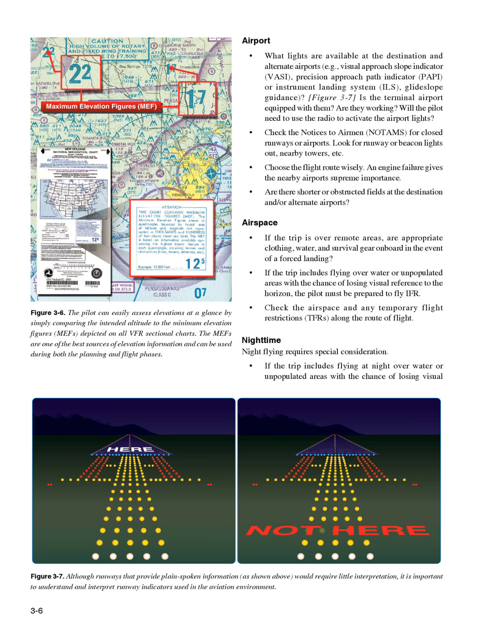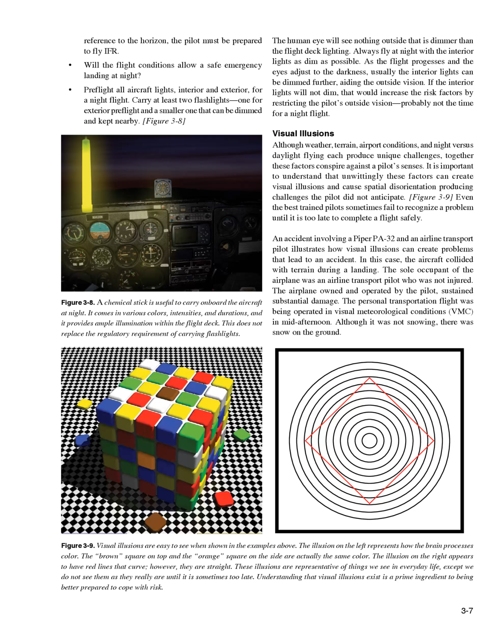Nighttime: night flying requires special consideration. If the trip includes flying at night over water or unpopulated areas with the chance of losing visual reference to the horizon, the pilot must be prepared to fly IFR. Will the flight conditions allow a safe emergency landing at night? Pre-flight all aircraft lights, interior and exterior, for a night flight. Carry at least 2 flashlights, one for exterior pre-flight and a smaller one that can be dimmed and kept nearby.